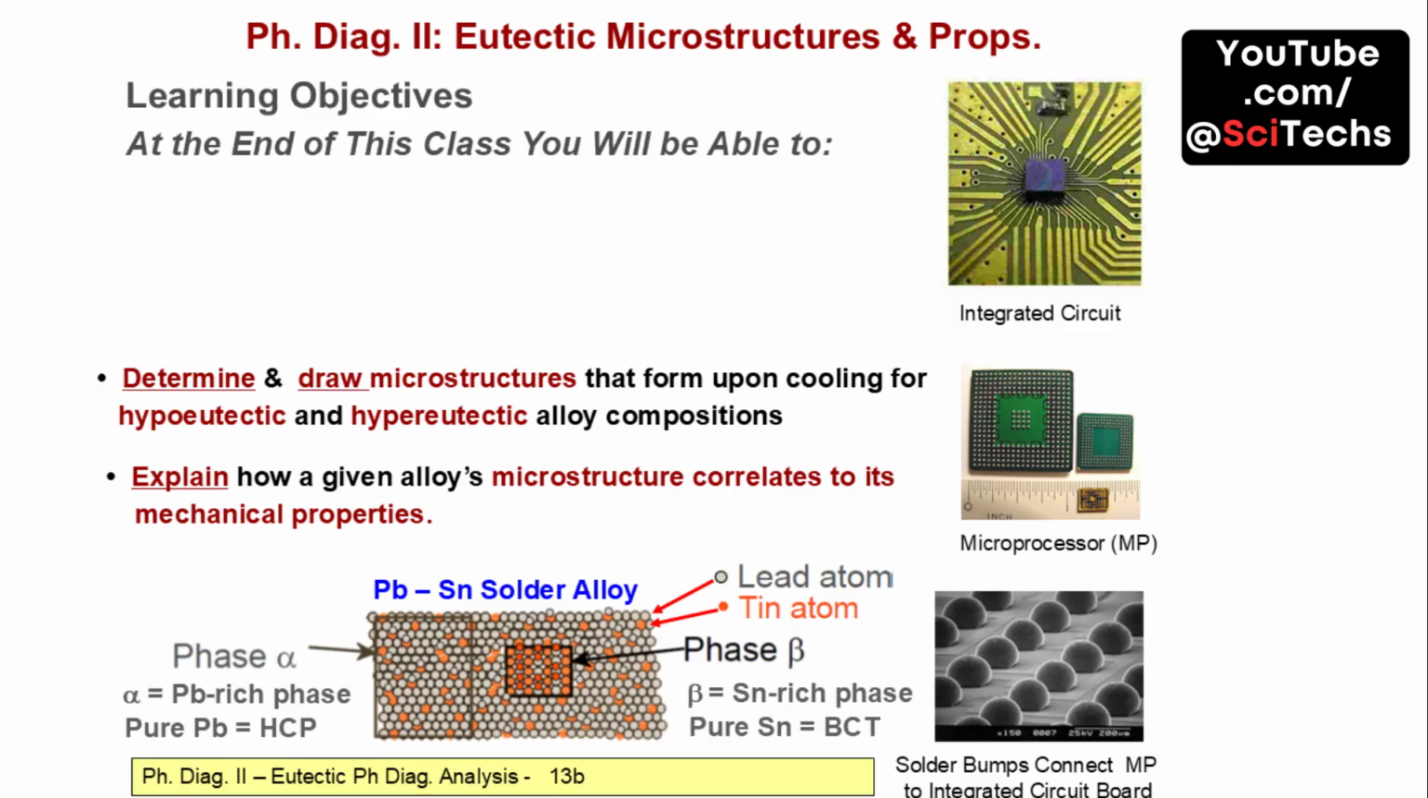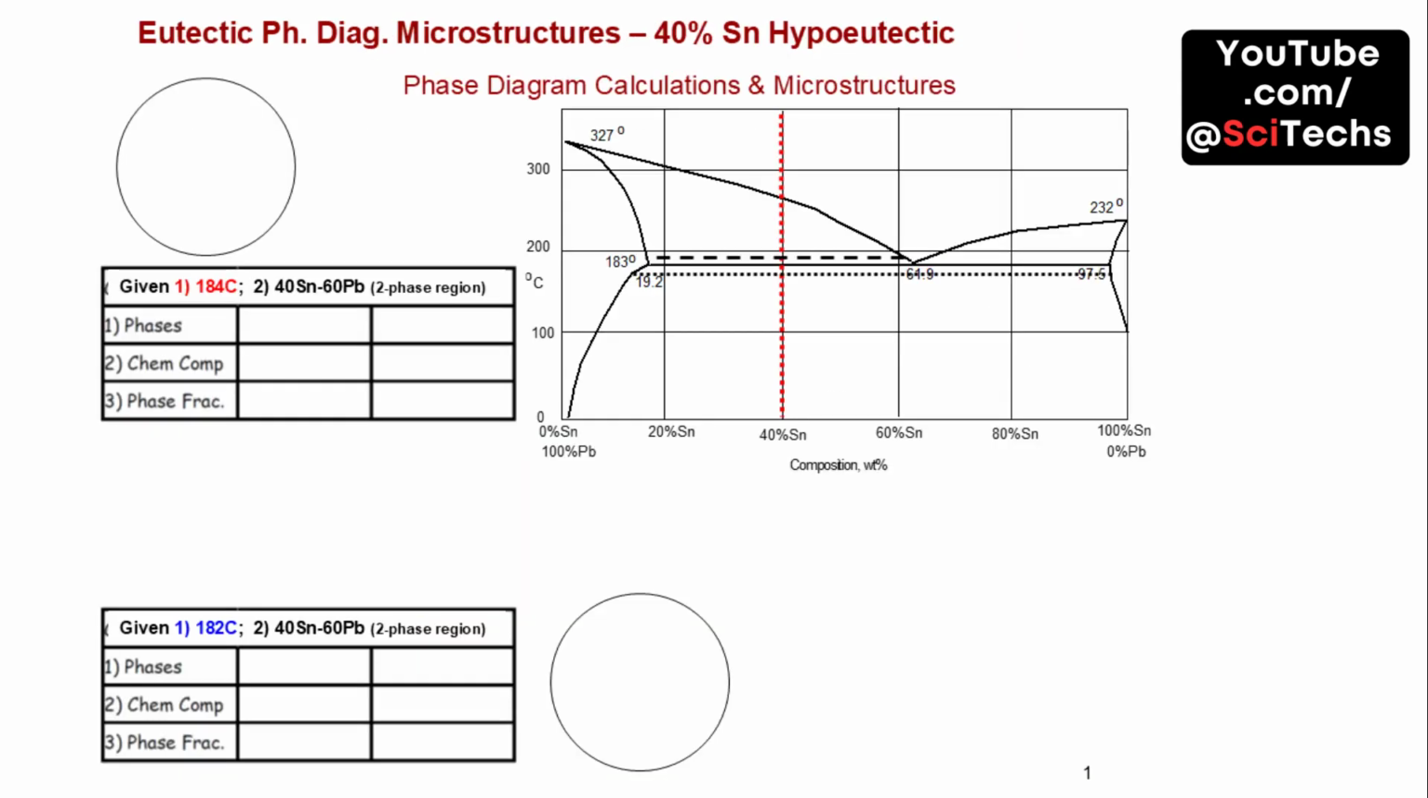Revisiting our learning objectives, we focus on determining and drawing microstructures for hypoeutectic and hypereutectic alloy compositions. Understanding the correlation between microstructure and mechanical properties is key. Phase diagram calculations and microstructures for a 40% Sn hypoeutectic alloy at various temperatures help us understand the chemical composition and phase fractions. This knowledge is crucial for predicting material behavior.